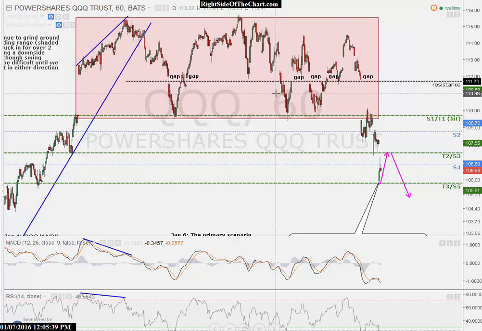So you may not get a test of this T2 level. This may be it. We bounced actually all the way up to 107.21, somewhere around there today, 107.28, and that's not far above yesterday's low. So either way, that's my outlook. And once again, these are near-term targets. This is a 60-minute chart.